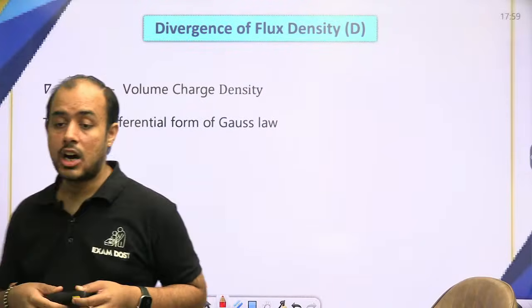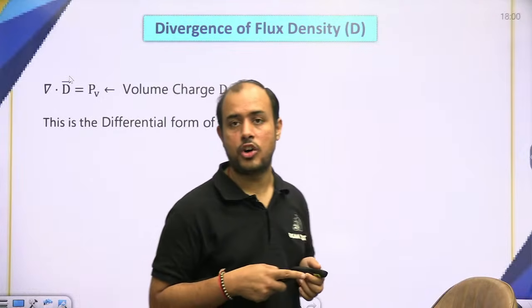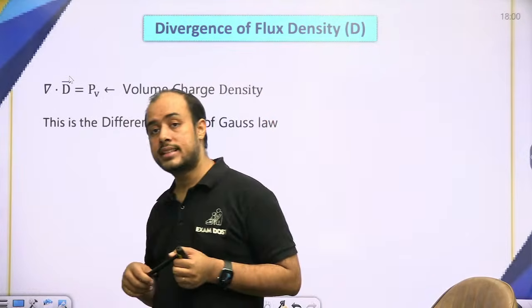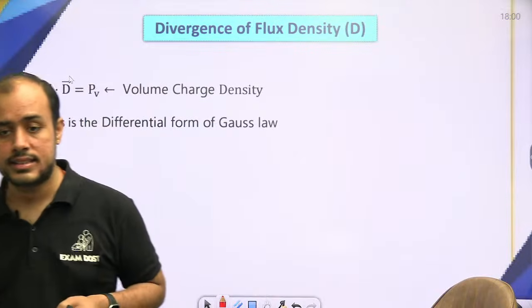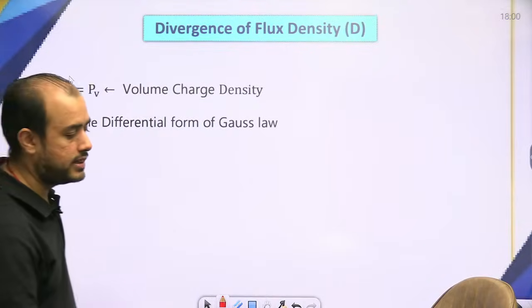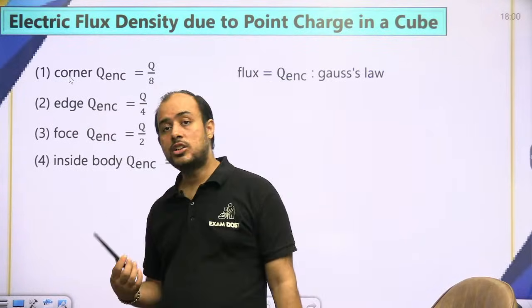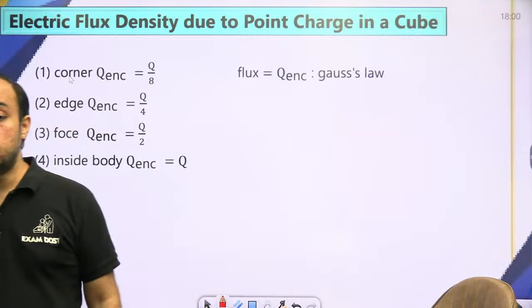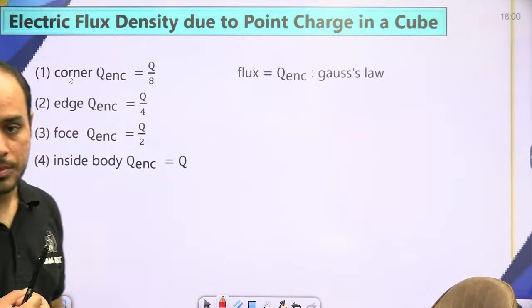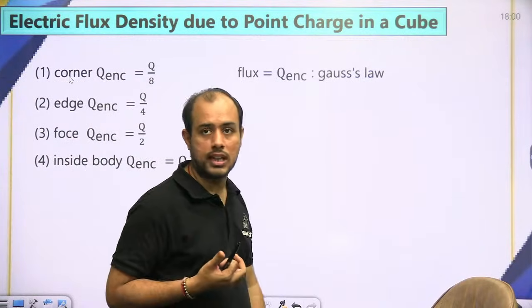Okay. Now there is another form of the Gauss law called the differential form or the point form. It says the divergence of the flux density is equal to the volume charge density. Del dot D is rho V. Now, when we talk about flux density due to a point charge in a cube, if a point charge is kept in a cube, what is the total flux?